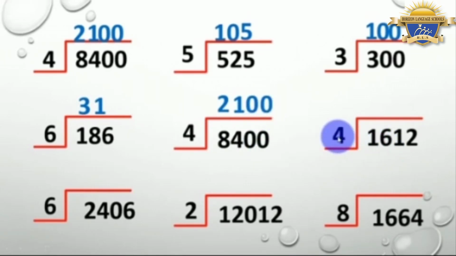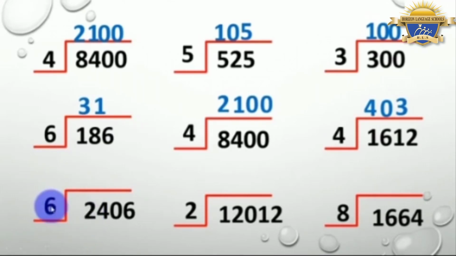1 divided by 4, it can't be, 0 up but it has no value. I will take the second number. 16 divided by 4 equals 4. 1 divided by 4, it can't be, 0 up but I must write it, it has a value. So I write 0. Take the second number. 12 divided by 4 equals 3.